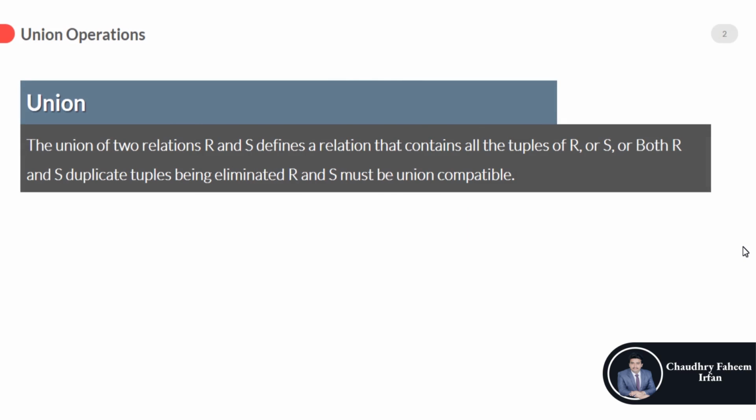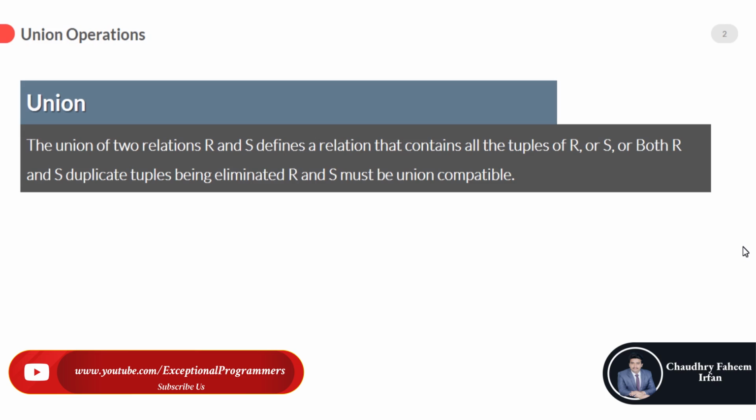The union of two relations R and S, which are the tables in any DBMS, defines a relation that contains all the tuples of R or S or both R and S, with duplicate tuples being eliminated. R and S must be union compatible. In simple words, tuples from either R or S or both tables will be in the result of the union operation.